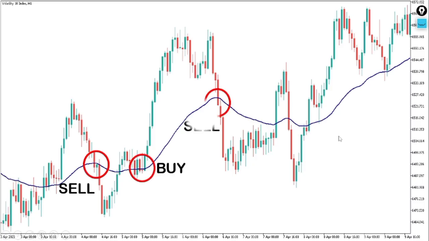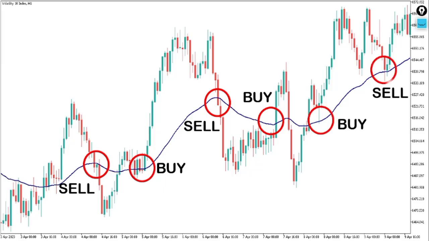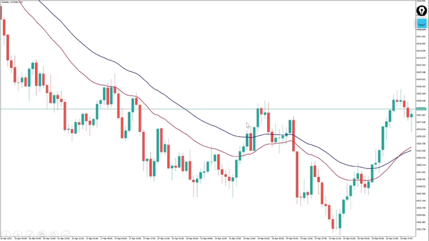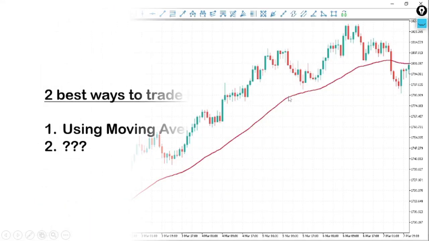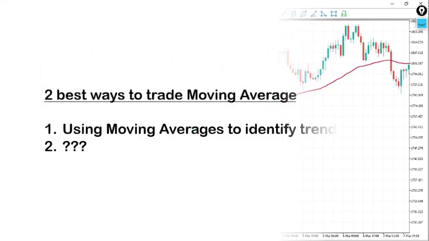In this video, I'm going to show you the best way to trade. Trust me, I'm not going to tell you to buy or sell whenever the market crosses the moving average like this. I'm going to show you the best way to identify high probability trades like this and be able to make money in the market using moving averages. So now let me show you the best two ways to trade moving averages.